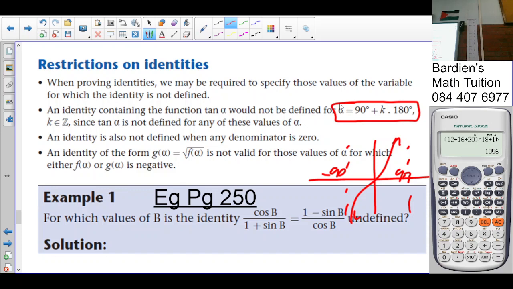An identity of the form g of alpha equals the square root of f of alpha is not valid for those values of alpha for which either f of alpha or g of alpha is negative. So under the root, it has to be positive. So it will be not defined when it is negative. That's basically what they say. So let's look at the first question.